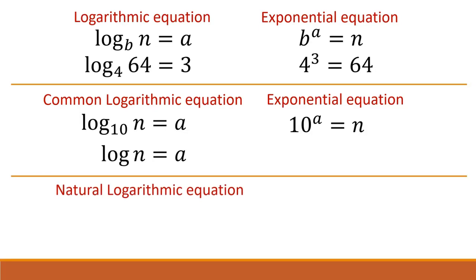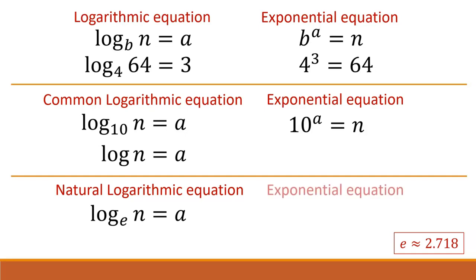A natural logarithmic equation has a base of e. So if the log base e of n equals a, then e raised to the a power equals n. e is approximately equal to 2.718. Another way to write log base e is ln. So writing ln of n equals a is the same as writing log base e of n equals a.